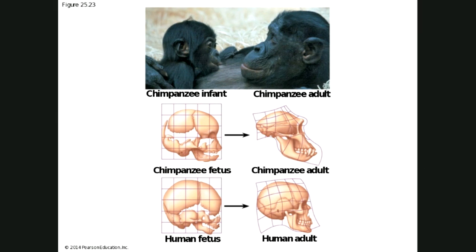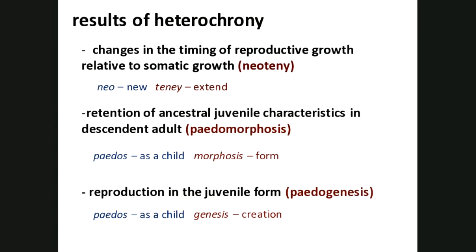Now, what heterochrony can do as well is create organisms that look like a juvenile, but actually can reproduce. Neoteny is the process by which you change the timing of the reproductive growth compared to somatic growth. Somatic growth is growth in the non-reproductive parts. Eventually, through time, if you change the timing of those two things, we're changing the timing in which an organism becomes sexually mature.